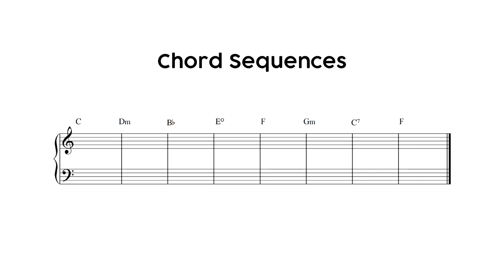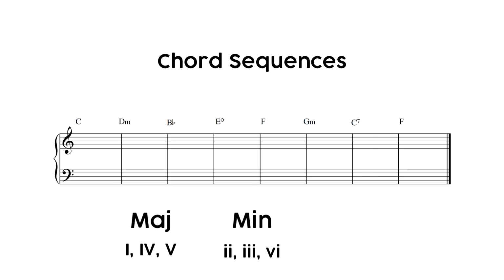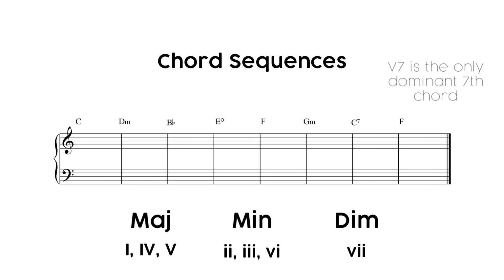So here are some key points to remember. The 1st, 4th and 5th chords in any major key are always major. The 2nd, 3rd and 6th chords are always minor, and the 7th chord is always diminished. In this example we were given a 7th chord, which is a dominant 7th. Now if you remember back to when we were talking about 7th chords, the 5th chord in a major key is the only chord that has a dominant 7th.